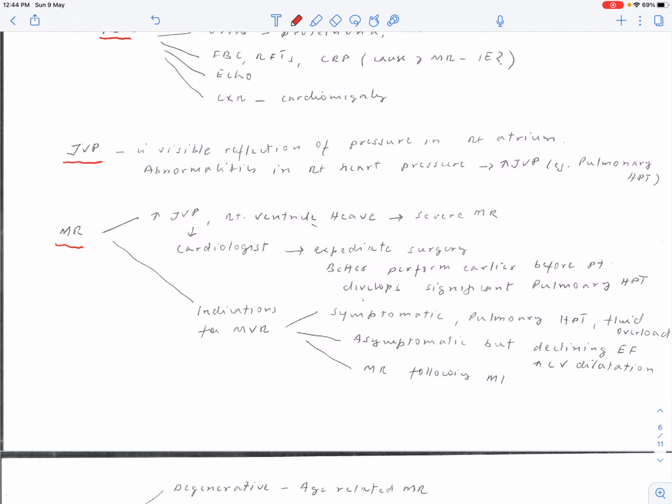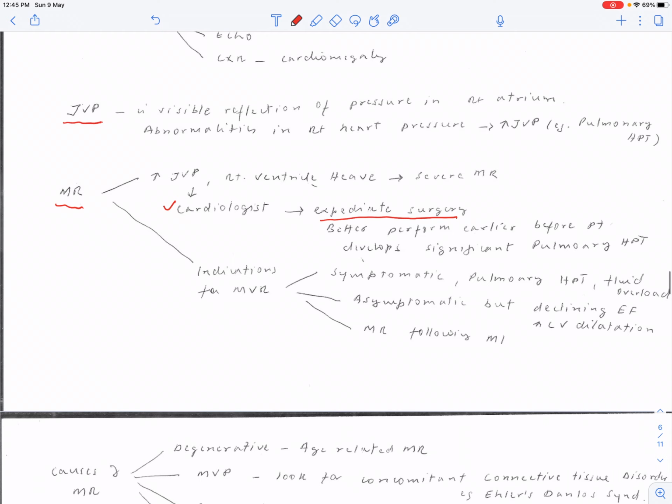For this patient who has severe mitral regurgitation, we have to refer the patient to the cardiologist, and we want to request expedited surgery for the mitral valve replacement, because we know that there are better results if we operate before there is any significant pulmonary hypertension.